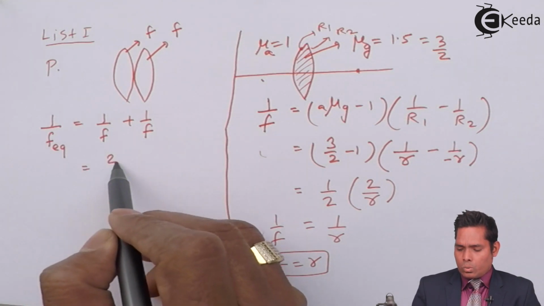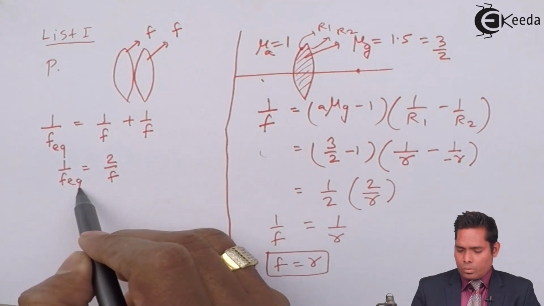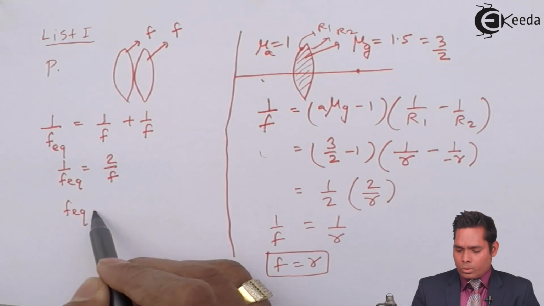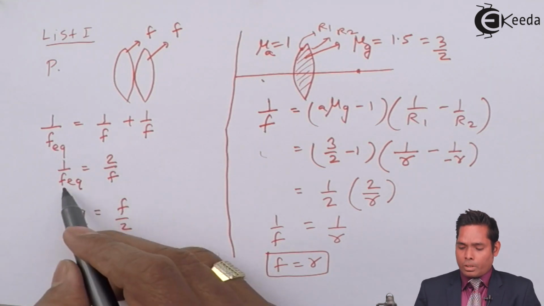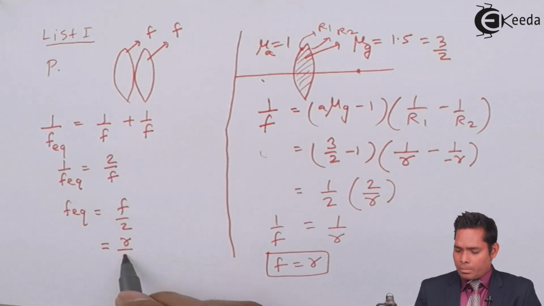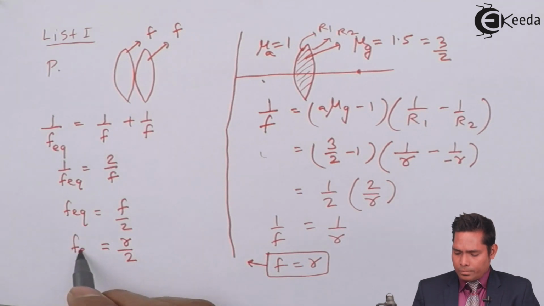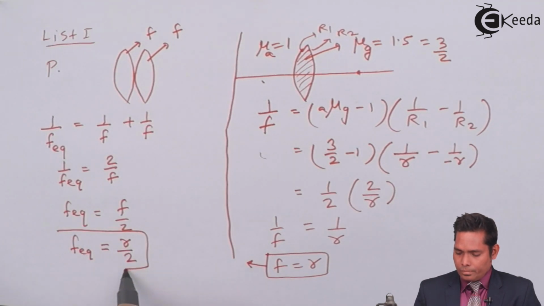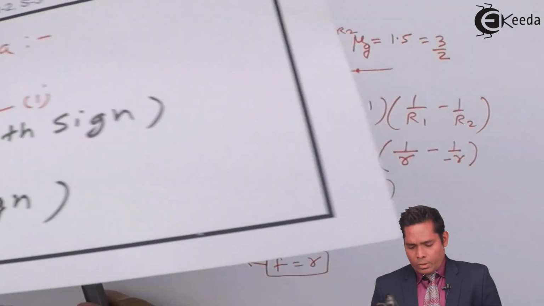This is 2 upon F. So F equivalent equals F divided by 2. Cross multiplying, F equivalent is F divided by 2. F is R, so it is R by 2, because F is R. So F equivalent is R by 2.